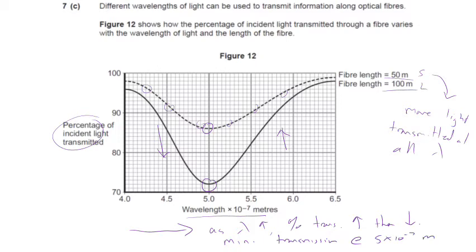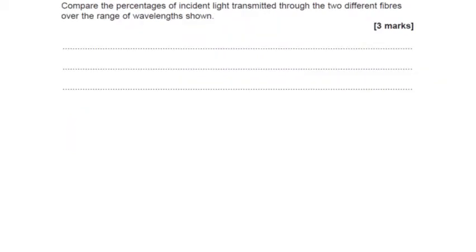The final point I can make is that the maximum transmission occurs for both of these fibres at this value here, 6.5 times 10 to the minus 7 metres. So I've got now at least 3 or 4 things to say about this graph, which should allow me to write a coherent answer to the question.